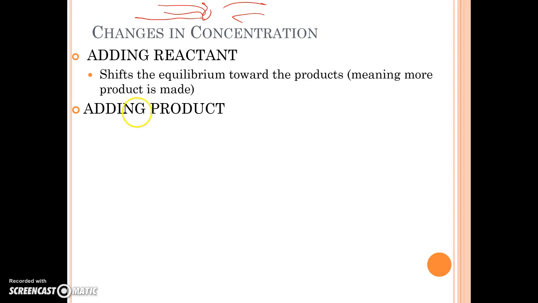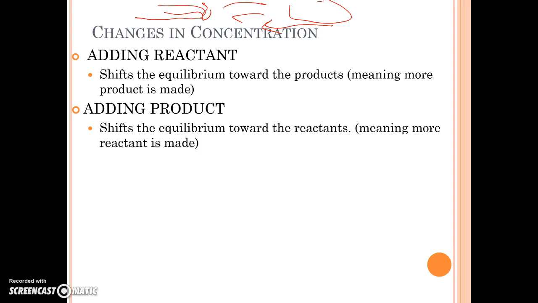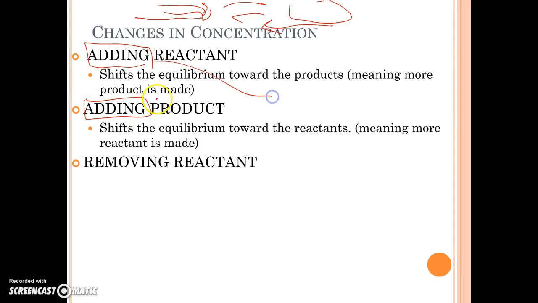If you add product, if you add something over here, it shifts the reaction the other way, toward reactants. So adding things acts like a push. If you add something on this side, it pushes it the other way. If you add something on this way, it pushes it to the right. But removing things acts like a pull.